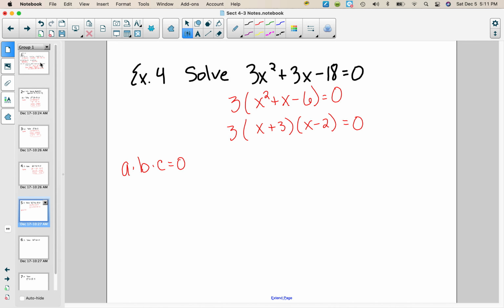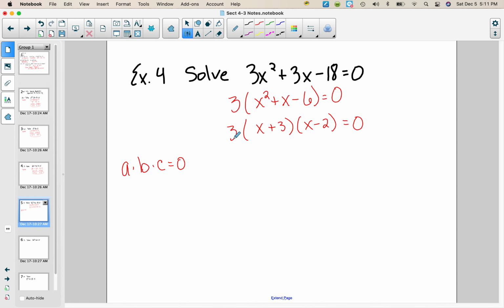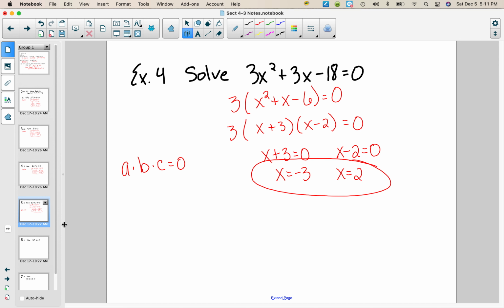Now, on this part, when you are asked to factor, it matters. It's part of your answer and it needs to be there. But now for solving the equation, it doesn't matter. So we've got x plus 3 equals 0, x minus 2 equals 0. So we get x equals negative 3 and x equals 2. These are my two solutions.